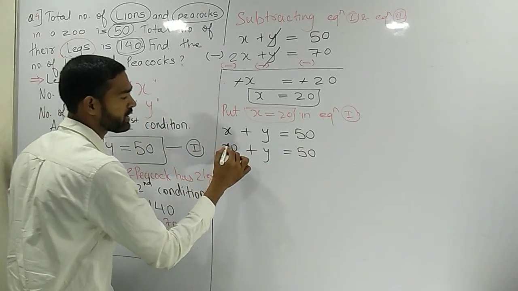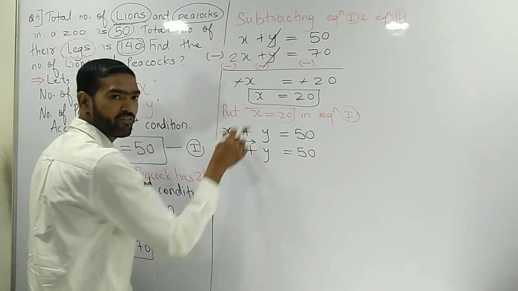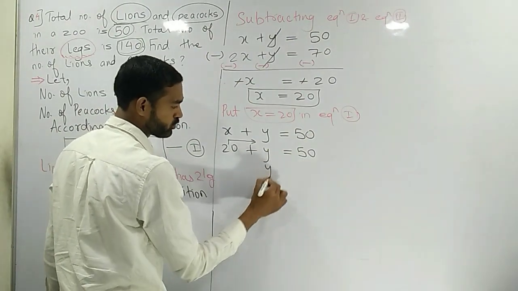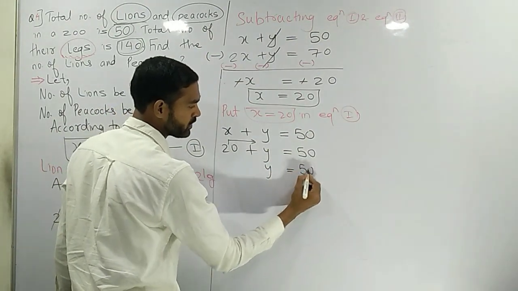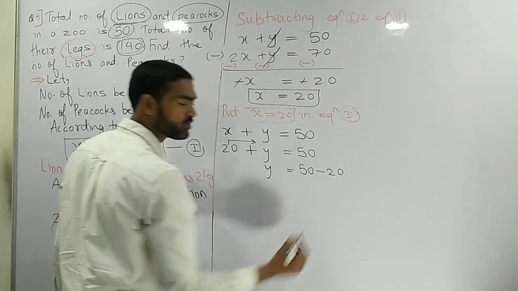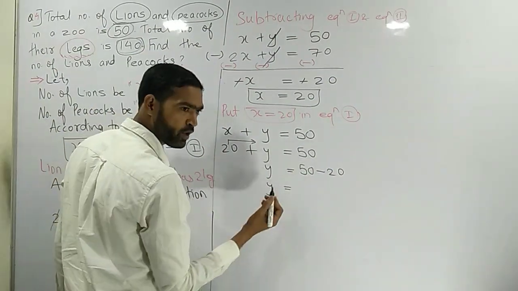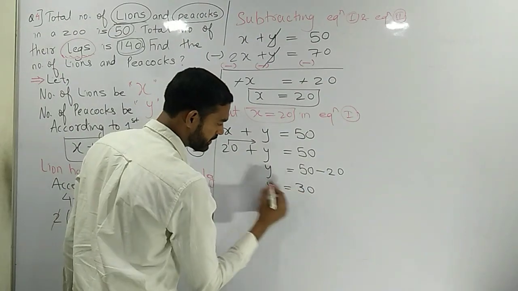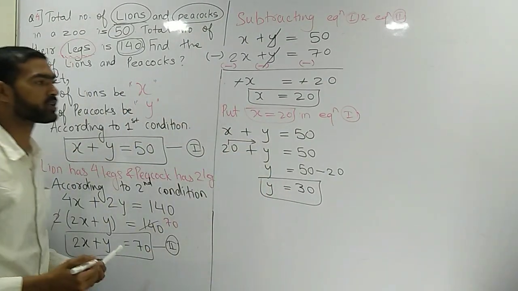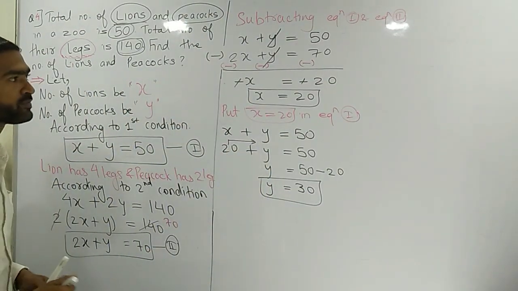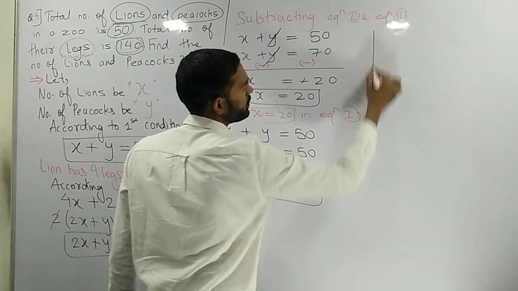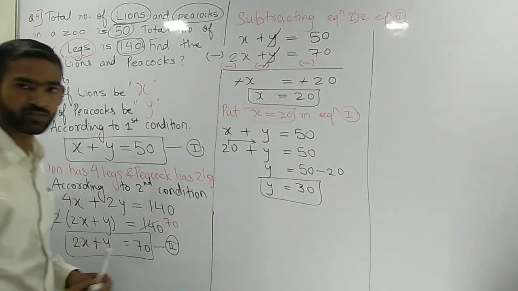Next step, who will travel? Plus 20 will shift to that side. So y equals 50 minus 20. 50 minus 20 how much? 30. So my y is what? 30. Clear everyone? Understood all? So this way we got x as well as y.